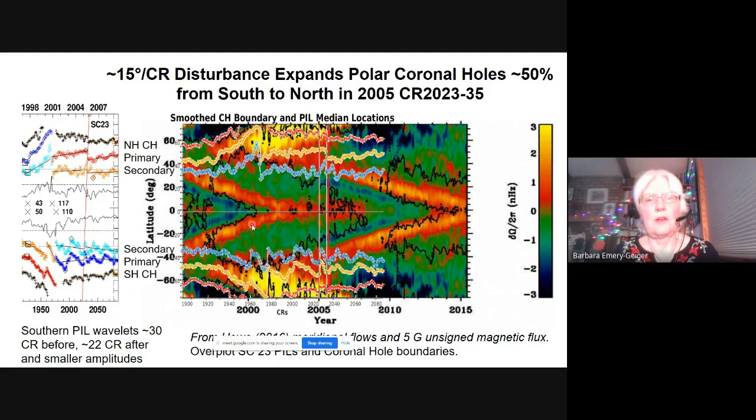And I got here from Sharon Hoeksema 2016, her meridional flows and 5 Gauss unsigned magnetic flux. So in the equator, this is where we have this rush to the pole from the south to the north. We can see that there's an increase in the meridional flow at the equator. There's also an increase in this 5G magnetic flux. So things happened when this occurred, and we'd like to know a little more what happened.